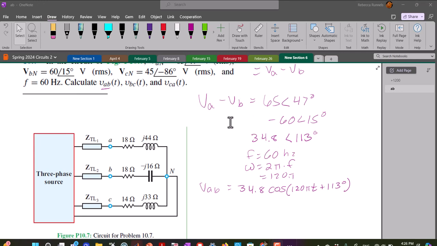If for some reason you can't use a calculator that does phasors, you have to change it to rectangular, and then change it back. But I just prefer to have a calculator that does phasors. And so we get that. And then to put it in time domain, you have to have the angular frequency, which is 120 pi, because that's 2 pi times the frequency. And then that gets us this.